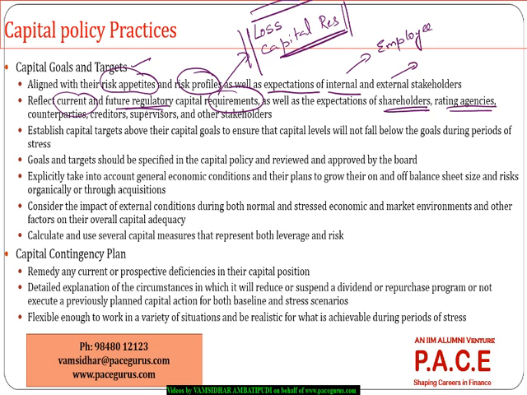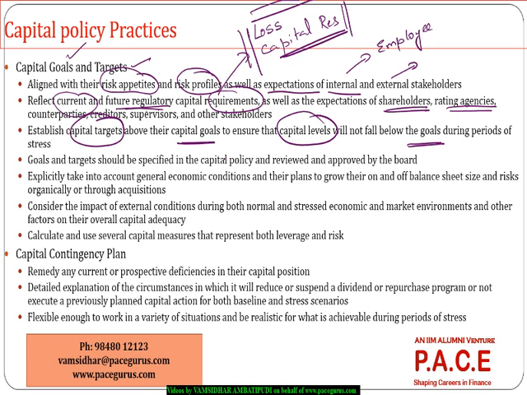So the goals and targets that are being set, they have to be in line with the expectations of different kinds of stakeholders. And based on the goal, the target has to be established. And of course, target should be slightly more than the goal so that the capital level will not fall below the goal even during hard times. So the target should be slightly higher than the goal to make sure that the levels of the capital are not falling below the goals even during the period of stress.